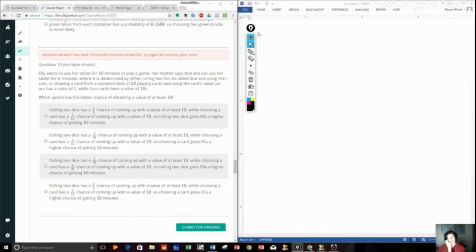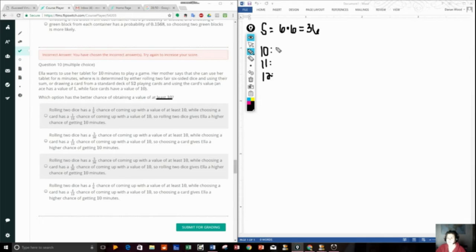Okay, so for the dice, the total number of outcomes, since you're rolling 2 of them, you have 6 options on the first roll, 6 options on the second roll. So you have a total of 36 different outcomes. And how many different ways can you have at least a 10? That means I could make a 10, I could also have 11, which is at least 10, and I could have 12, which is at least 10. So how many different ways can I make a 10?